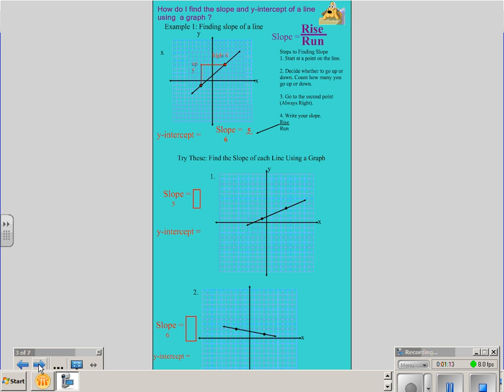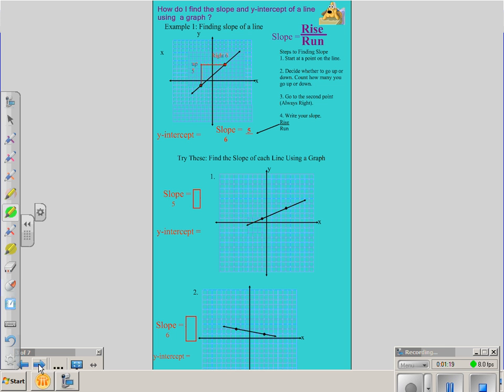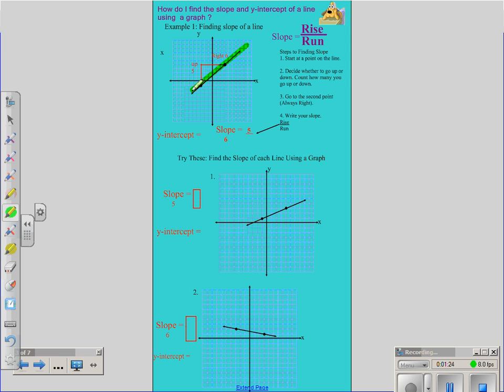In this first example, I see a line that happens to be a positive line. In other words, it's going up. So that is a positive slope. And we're going to count from this point to this point. That's where we're trying to get from. In order to get there, the first thing we're going to do is count how many places I go up. So I went up 1, 2, 3, 4, 5, and then I went over a total of 1, 2, 3, 4, 5, 6.